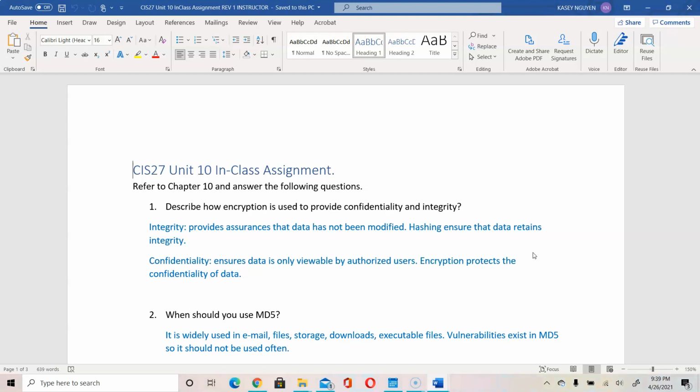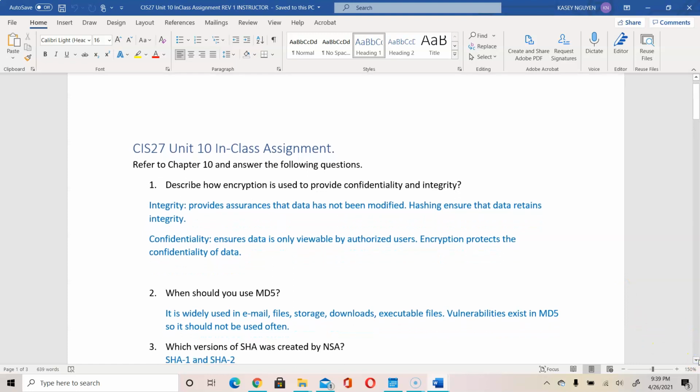In question 2, it asks you when should you use MD5. For Message Digest 5, we can implement this for email, for files, for storage, for downloads, for executable files. And we know that vulnerabilities in MD5 exist, so it should not be used too often.